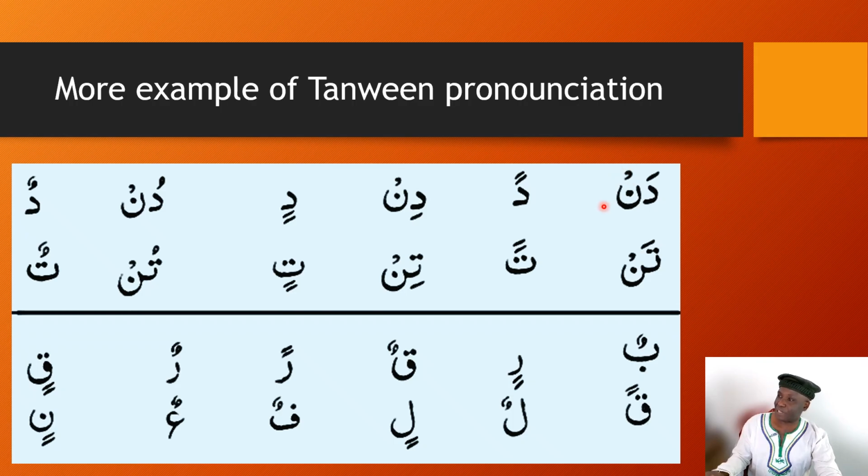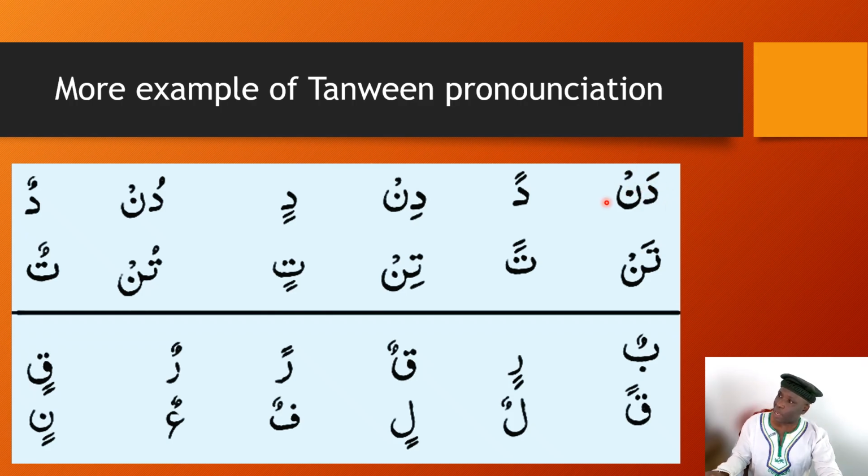Remember, we just did jazm recently. So when you pronounce this word, the jazm connects to the letter that precedes it. Here, the jazm follows dal, so you call it dan, because the noon with jazm is a silent one. So the pronunciation will be dan.